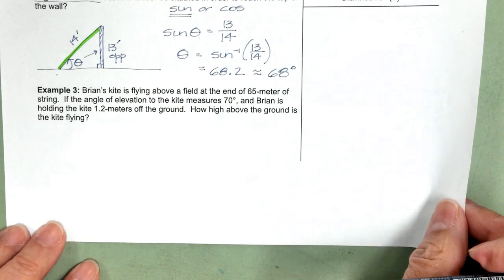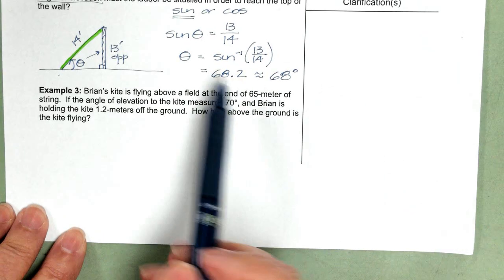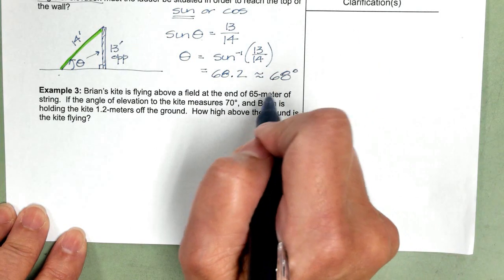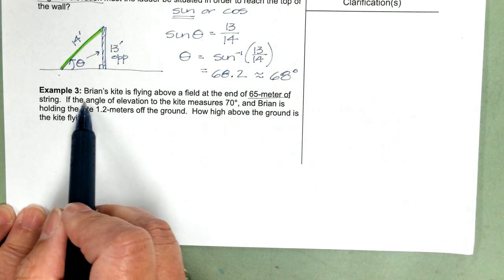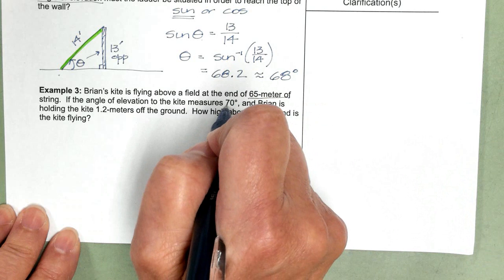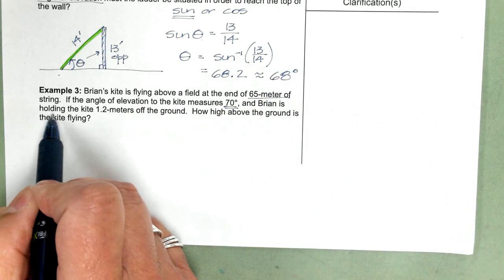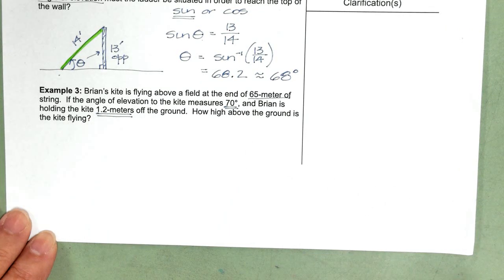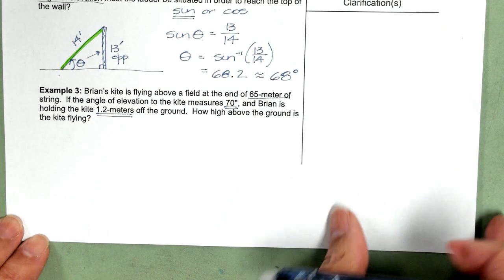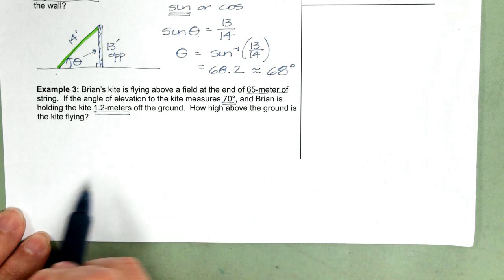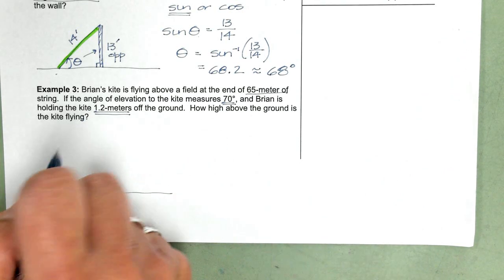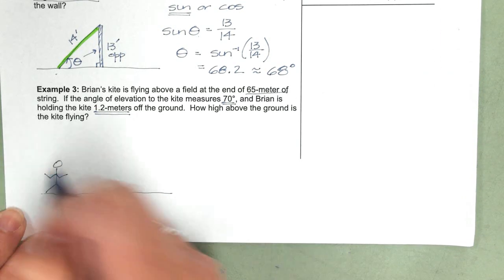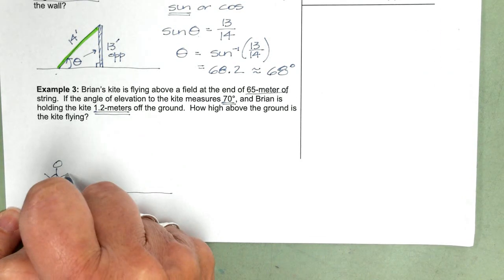Example 3. It's a little more complicated, but still doable. Brian's kite is flying above a field at the end of a 65-meter length of string. The angle of elevation to the kite measures 70 degrees. Brian is holding the kite 1.2 meters off the ground. How high above the ground is the kite flying? So here's the ground.